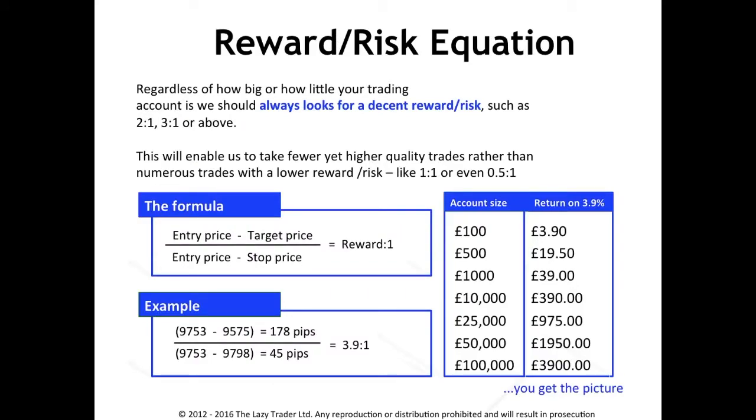Okay, so how do we find reward when you look at the charts? Well, what we do is we simply look at our entry price and take away our target price to arrive at a figure, a difference, and we divide that by our entry price minus our stop price.